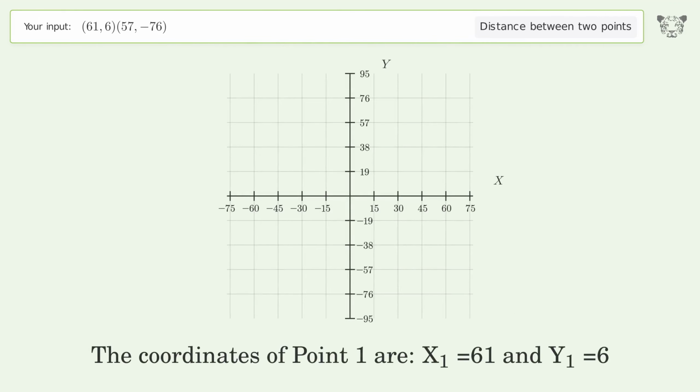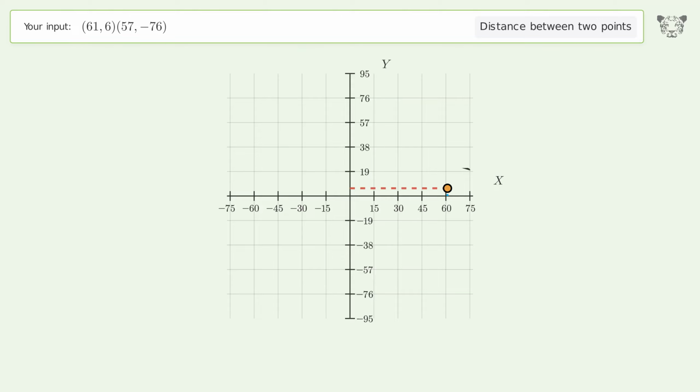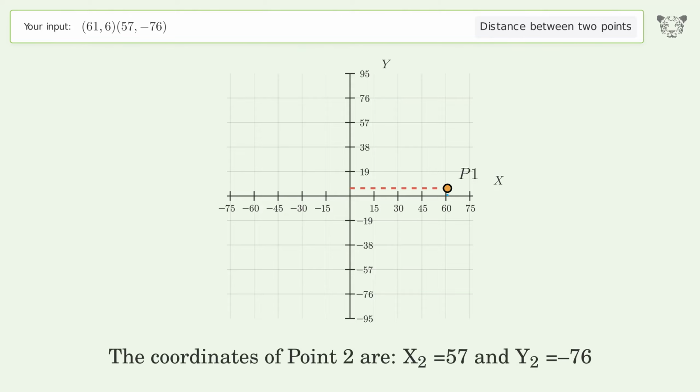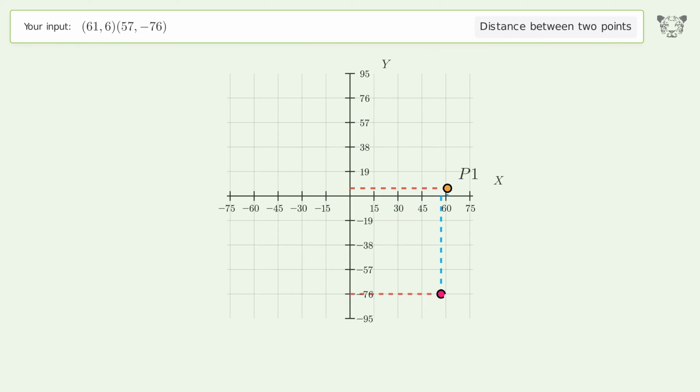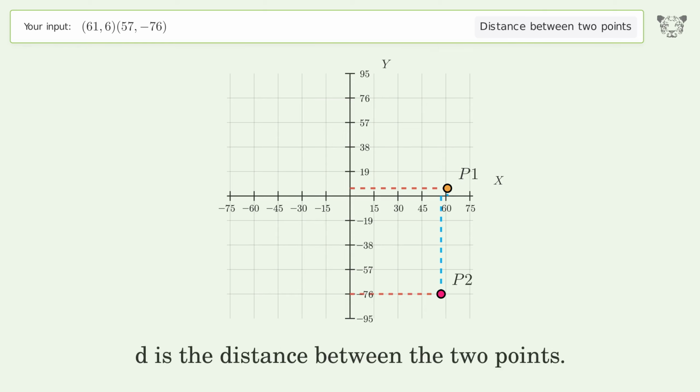The coordinates of point 1 are x1 equals 61 and y1 equals 6. The coordinates of point 2 are x2 equals 57 and y2 equals negative 76. D is the distance between the 2 points.